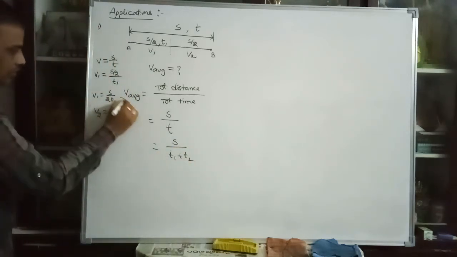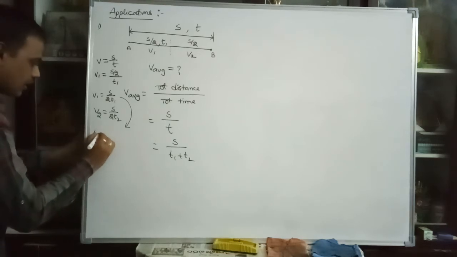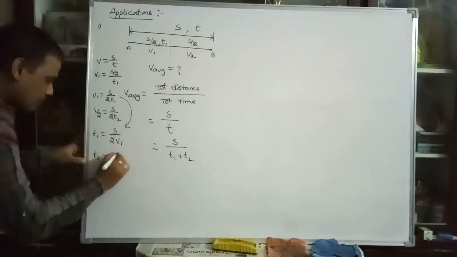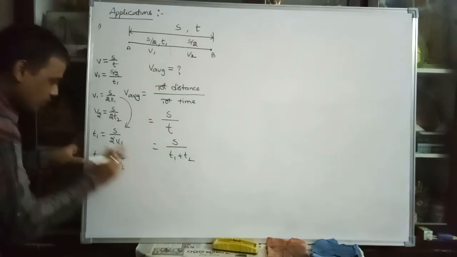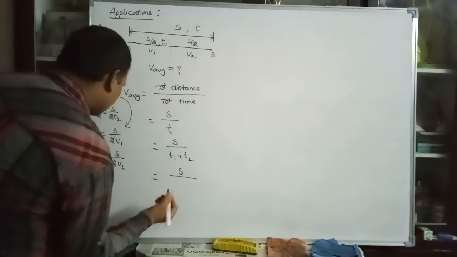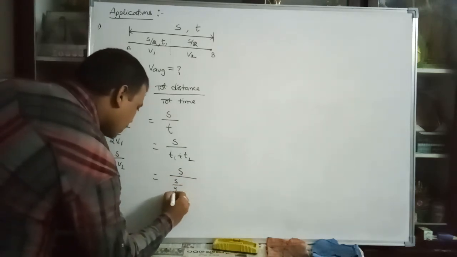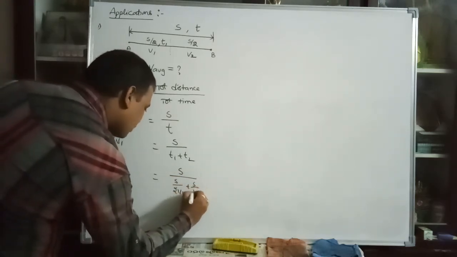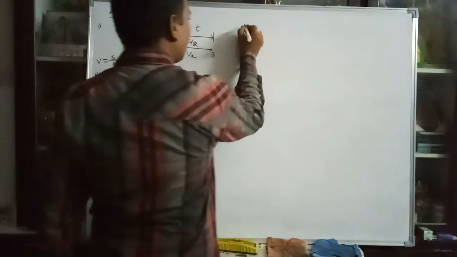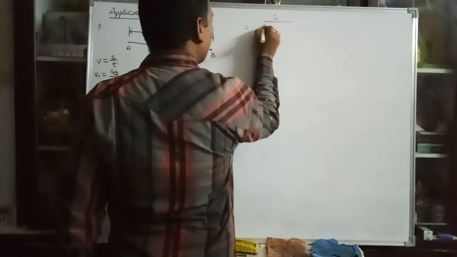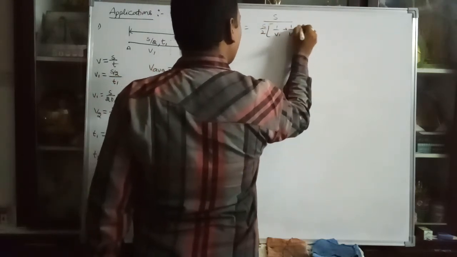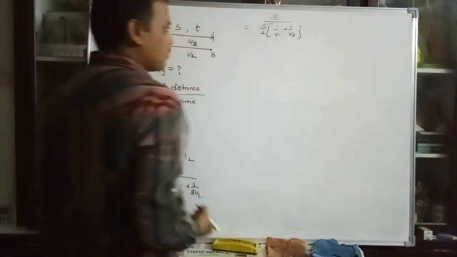From this equation, T1 can be written as T1 is equal to S by 2V1 and T2 can be written as S by 2V2. This T1 and T2 substitute in this equation, we get S by 2V1 plus S by 2V2. In the denominator term, you take S by 2 common. So numerator S divided by S by 2 into 1 by V1 plus 1 by V2. Numerator, denominator S can be cancelled.